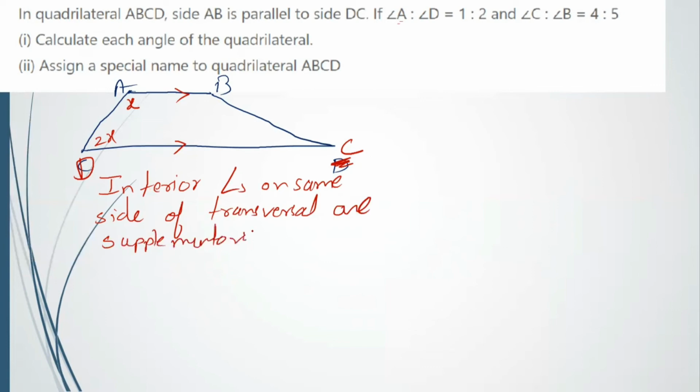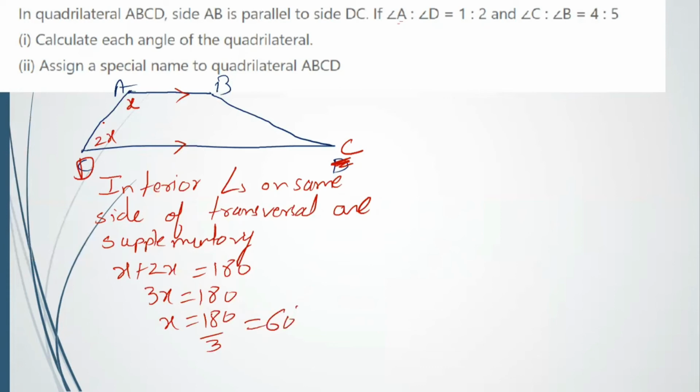So if the interior angles on the same side of the transversal are supplementary, we get x plus 2x is equal to 180 degrees. So you get 3x is equal to 180. If I simplify this, I get x is equal to 180 divided by 3, which is 60 degrees. So angle A is equal to 60 degrees, and angle D is equal to 2x, which is 2 into 60, that is 120 degrees.